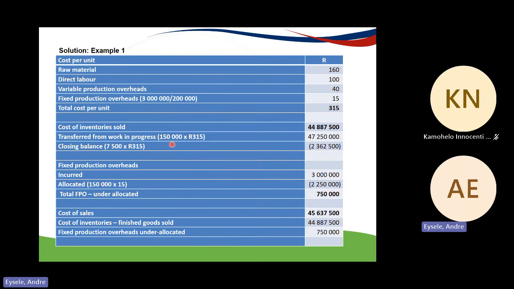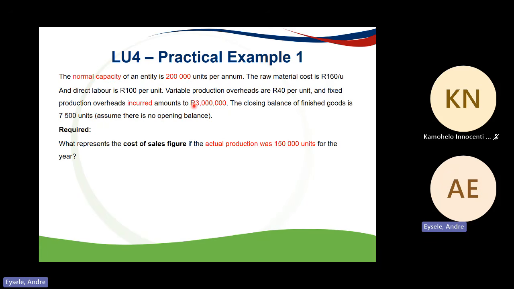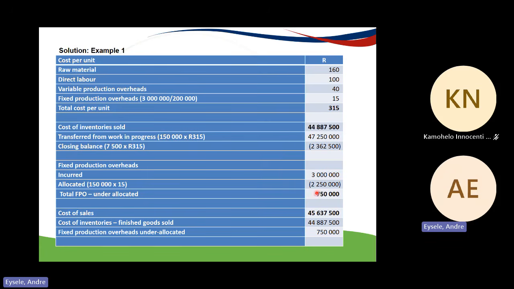Remember, we are not now after the NRV, but can you see the incurred amount is 3 million. That's the fixed production overhead for the year. We have allocated cost to production based on normal capacity. 3 million divided by 200,000 is 15 rand. That is, the incurred amount is 3 million. During the year, we've allocated 15 rand times 150,000, which gives you 2250.